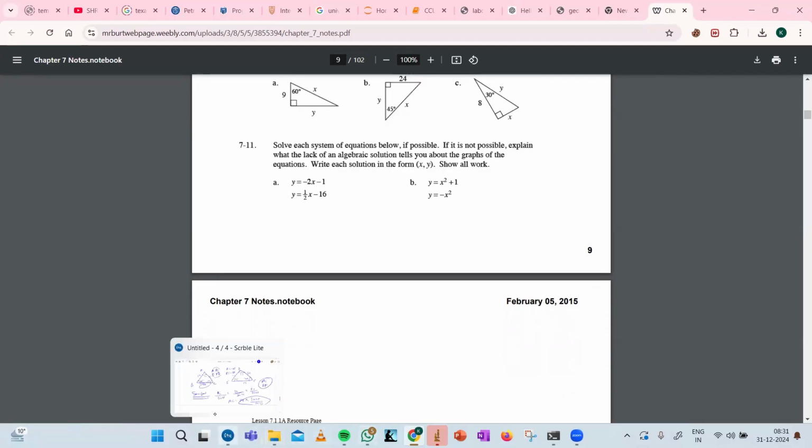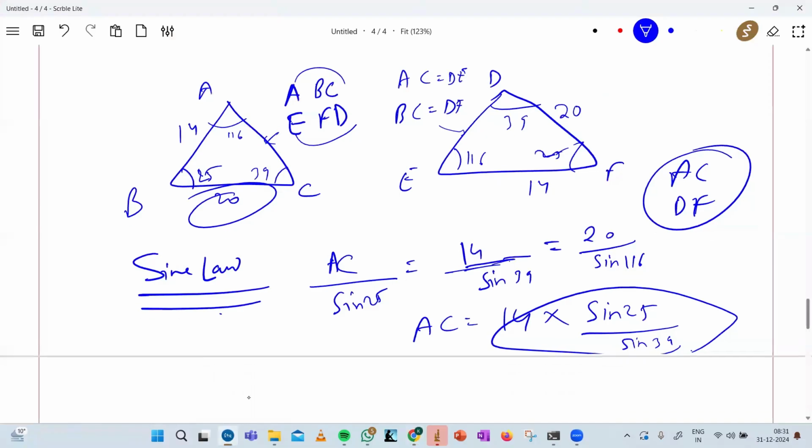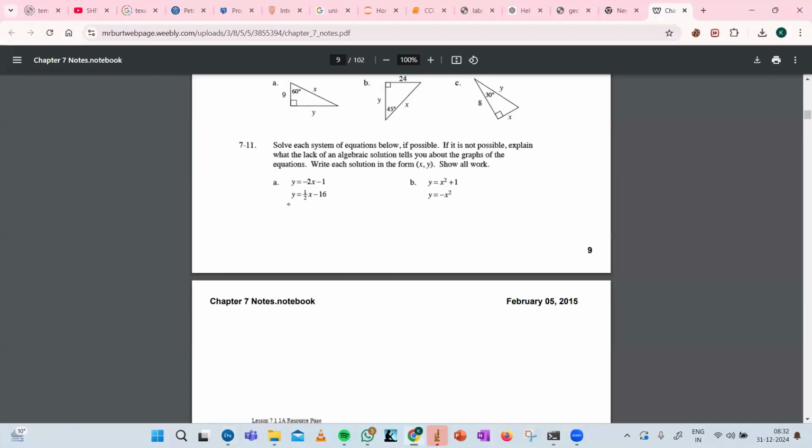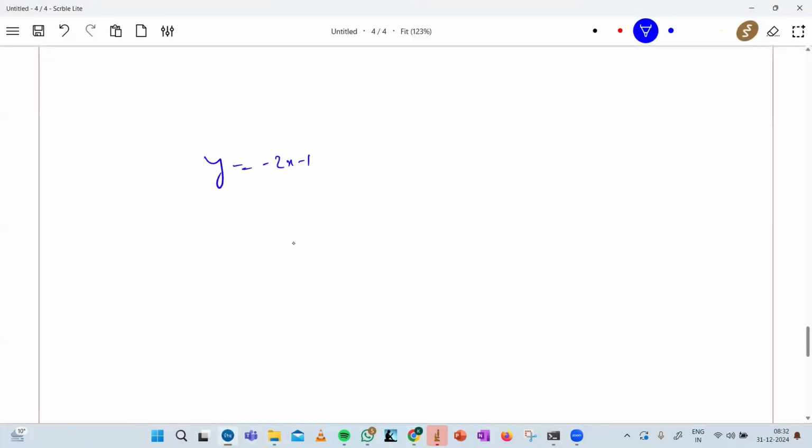What it is asking for is y equal to -2x minus 1, then y equal to half x minus 16. So first of all, let's solve this. Solve this and tell me the values of x and y. Then we will see what happens.